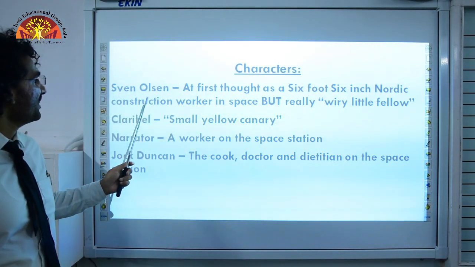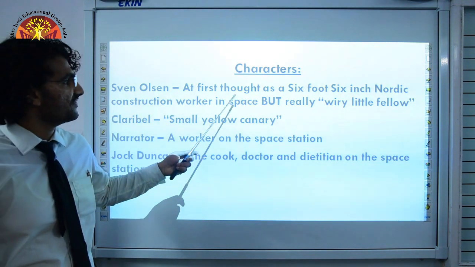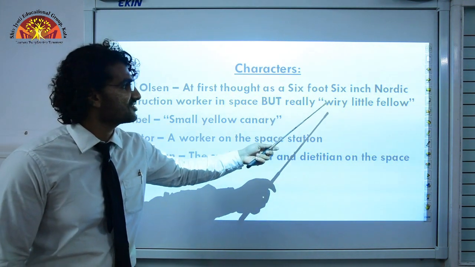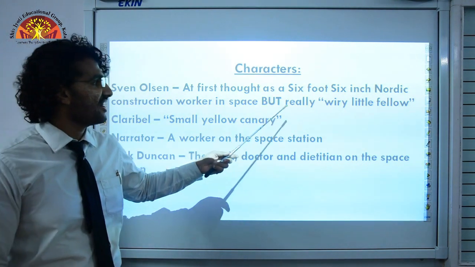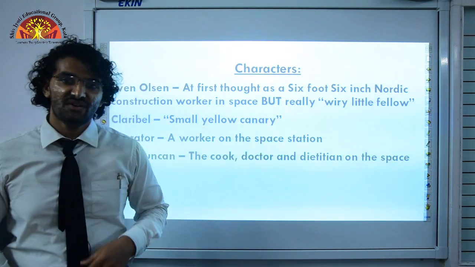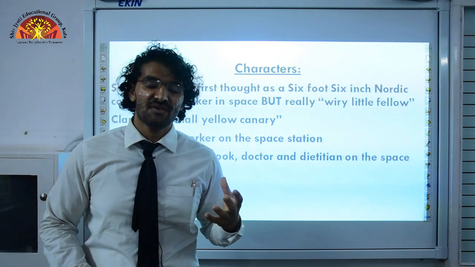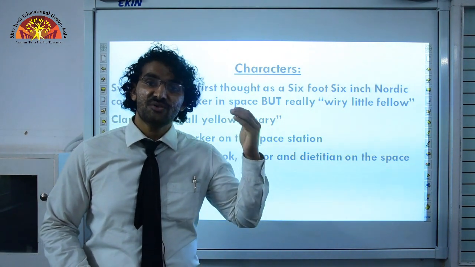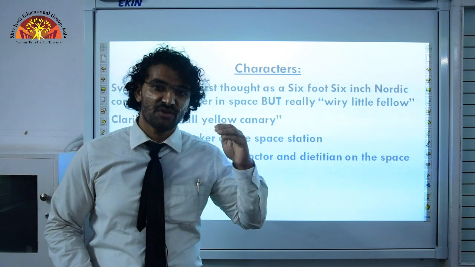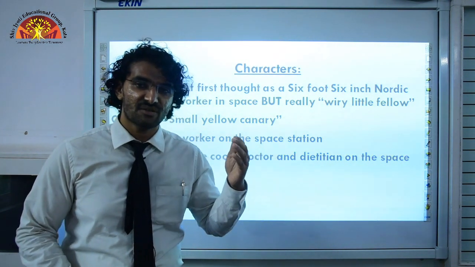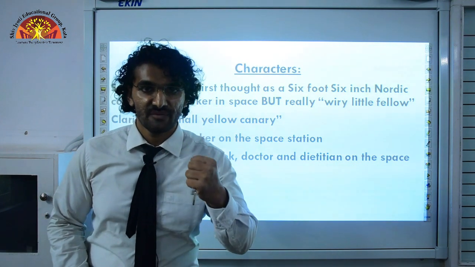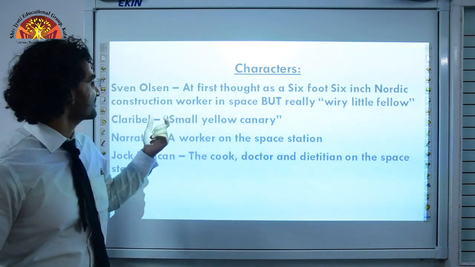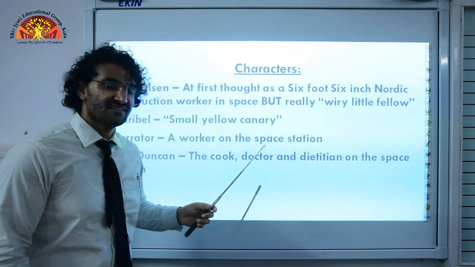Number one, Sven Olsen, at first thought of as a 6'6" Nordic construction worker in space, but really a very little fellow. At first you might think of him as a very tall, huge, giant guy, but he's a very little fellow, though strong, and he's also a construction worker in space.